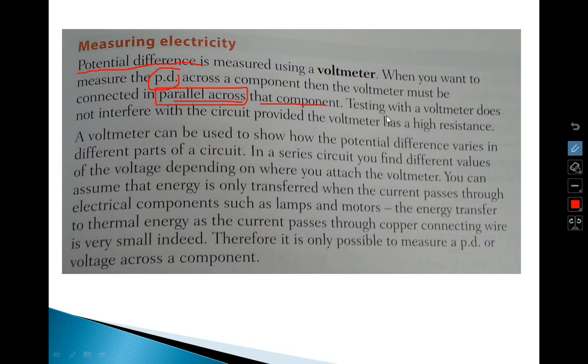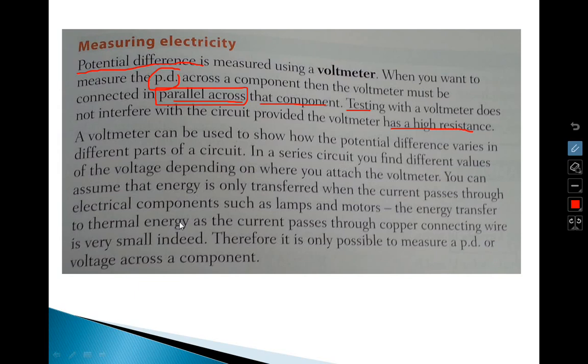Testing with a voltmeter doesn't interfere with the circuit, provided the voltmeter has a high resistance. It has high resistance. So a voltmeter can be used to show how the potential difference varies in different parts of the circuit. So the voltage is not the same for all components in the circuit. Each component has a value of PD, or voltage.